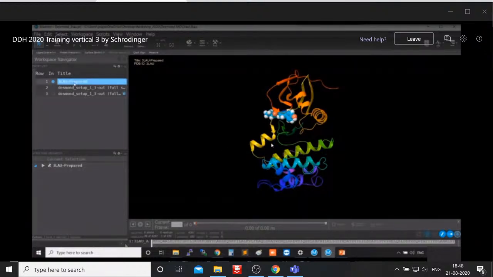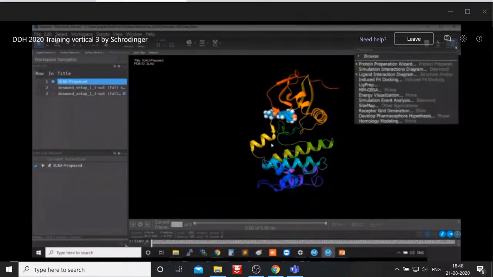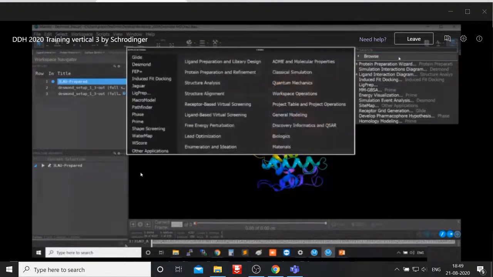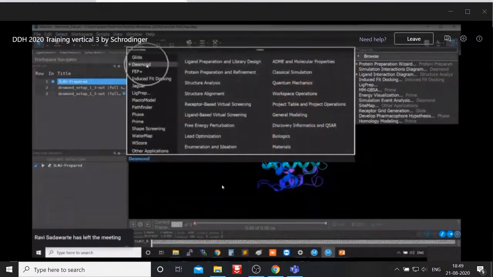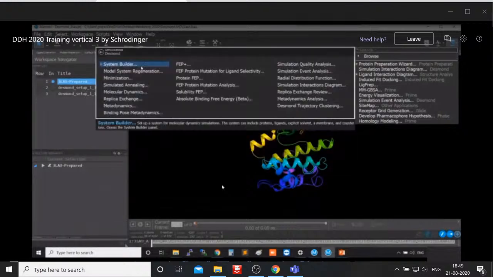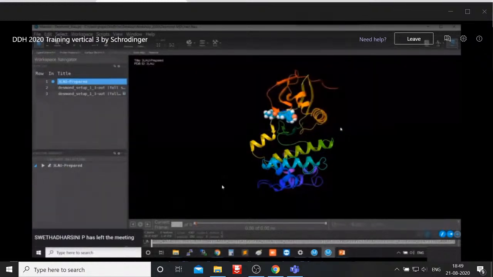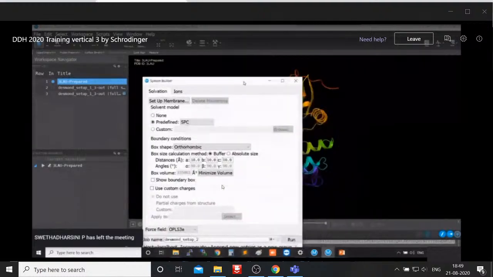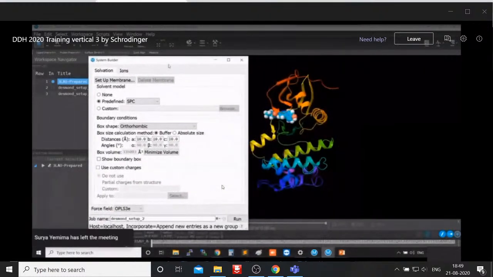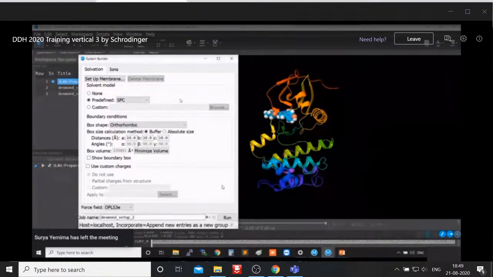Once you have the protein structure prepared, you just need to open the Desmond System Builder panel, which you can find in the Tasks option, Browse, and on the left-hand side panel you will find the option called Desmond. In Desmond you will find various options. The first option is always System Builder. If you simply click on the System Builder option, it will open the panel for you. This is the same panel which I have shown you in the presentation.